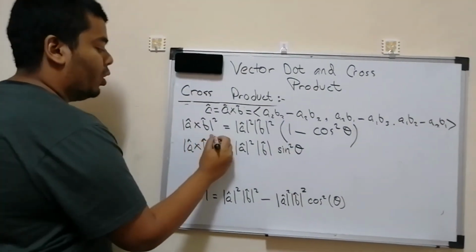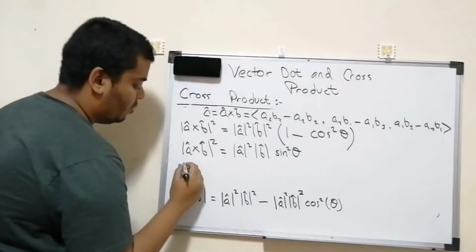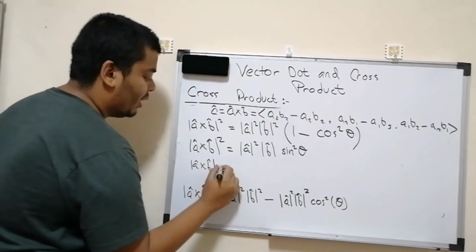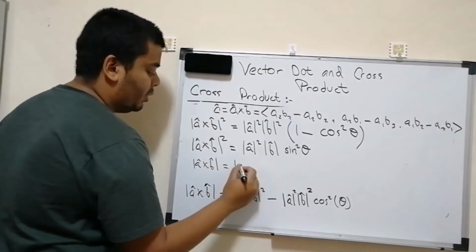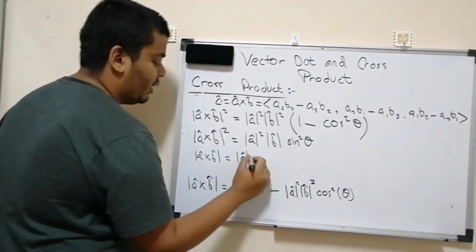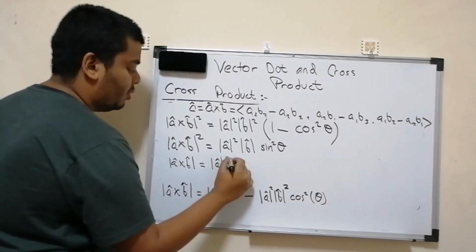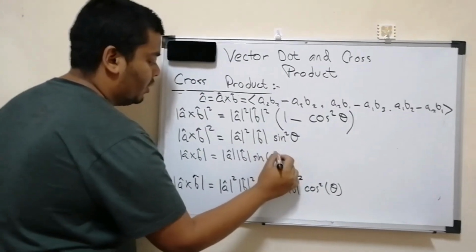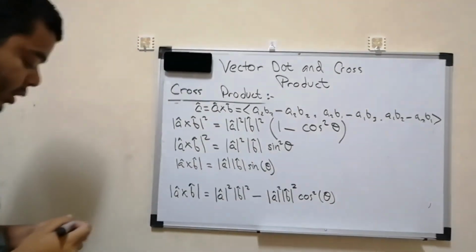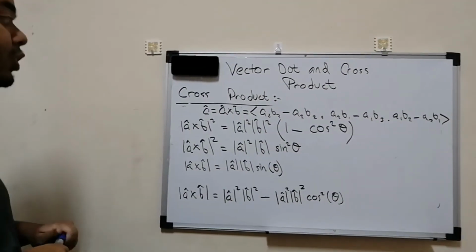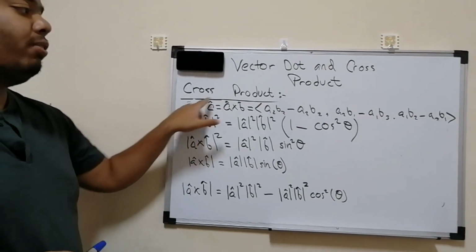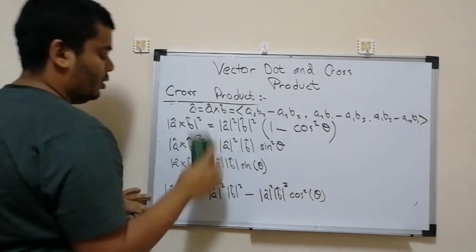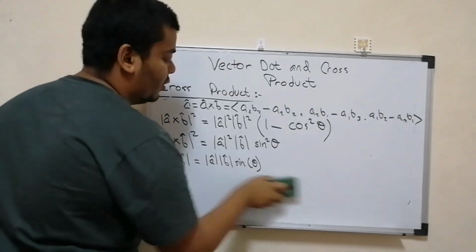We will take square root on both the sides. We will get the cross product magnitude. If you want the magnitude of the cross product, it will be the magnitude of vector A into the magnitude of vector B into the sine of the angle between vector A and vector B. So this is the vector form of the cross product. This is the scalar form if you want the magnitude. A simplified version.